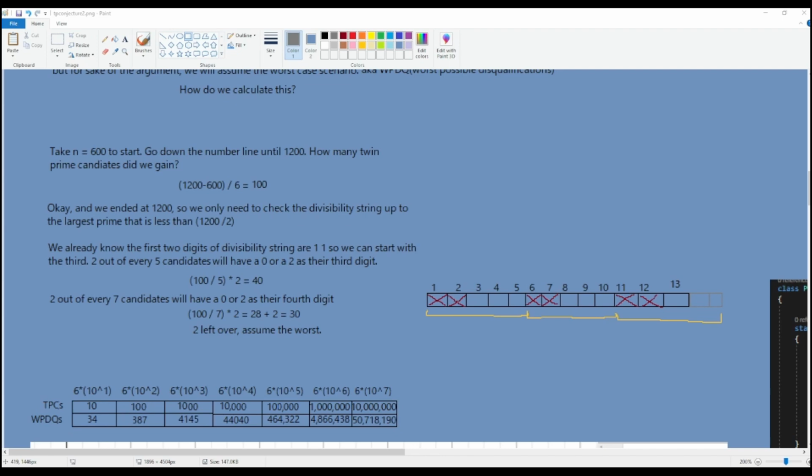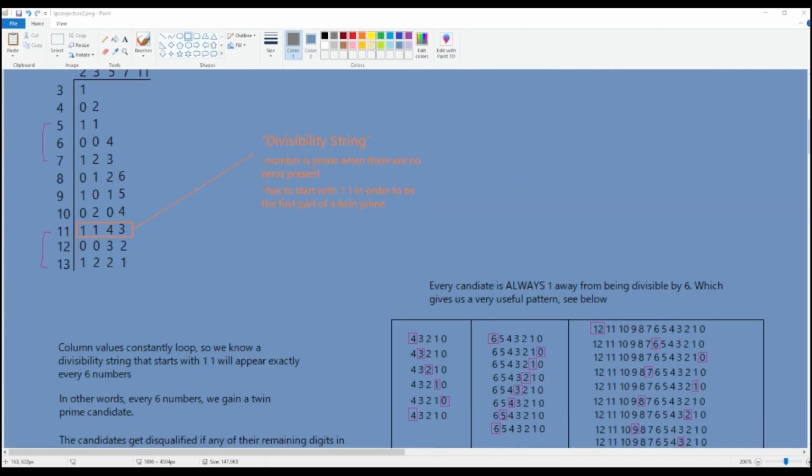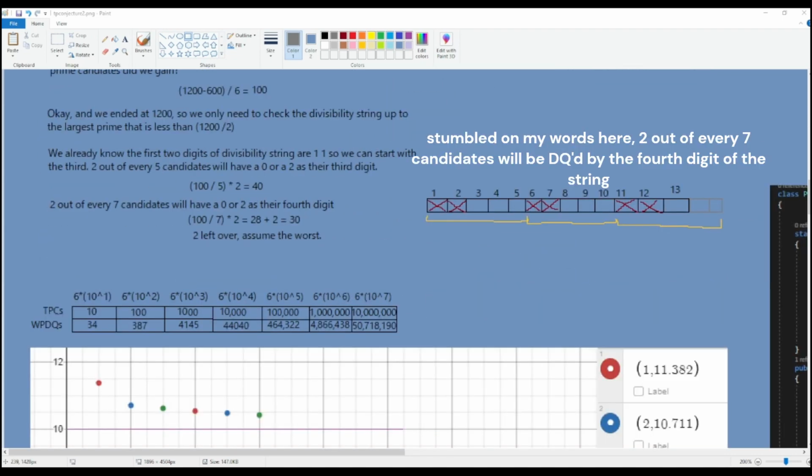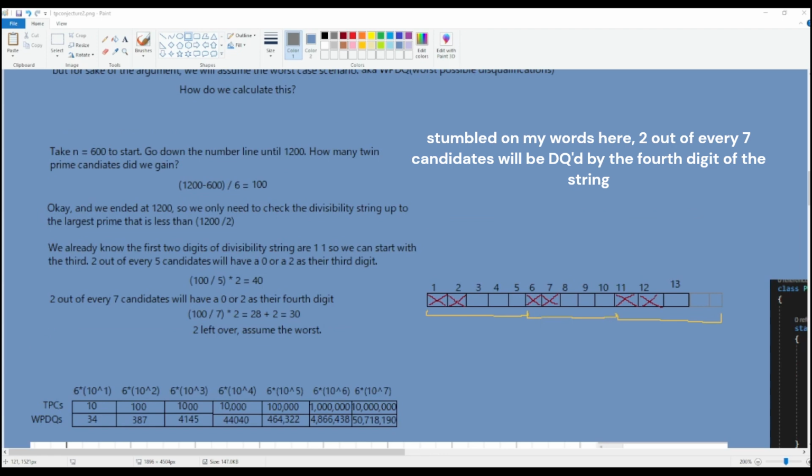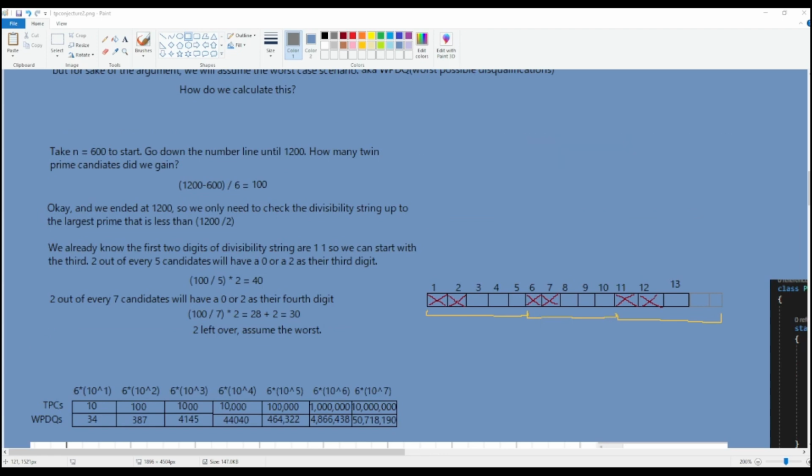So the next digit is the 7 column. And in the 7 column, we know that 2 out of every 7 is also going to have a 0 or a 2 as their fourth digit. So we're going to do 100 divided by 7, multiply by 2, and get 28. But wait, 100 does not divide by 7 evenly. You get 2 left over. So we're going to assume the worst, right? We're going to add that to 28 and get 30. And we'll have 30 of those original 100 candidates disqualified only by the fourth digit.